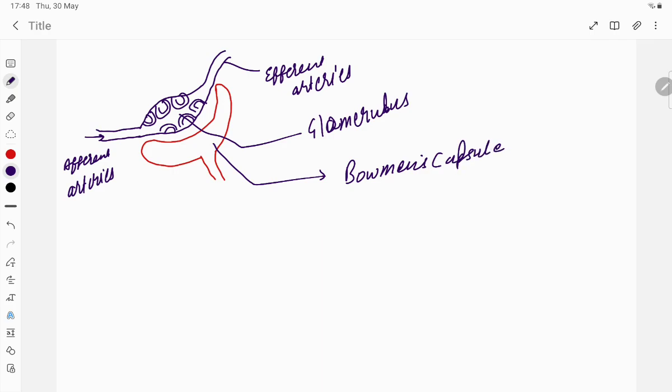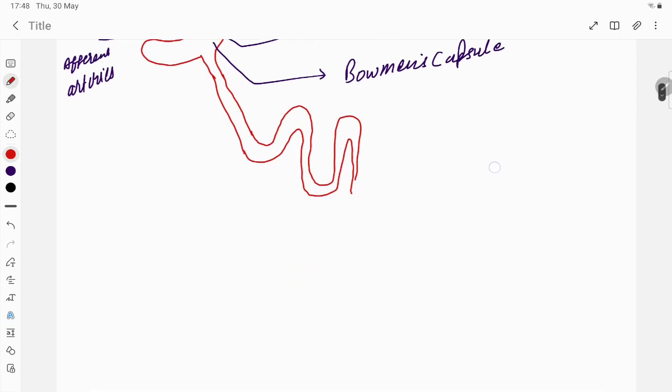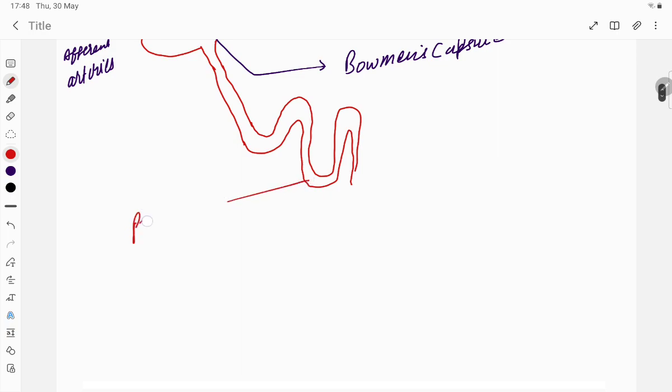And here in the Bowman's capsule, what happens, students? The blood is filtered. Now this is connected with what, students? This one is the proximal convoluted tubule. This is called the proximal convoluted tubule.